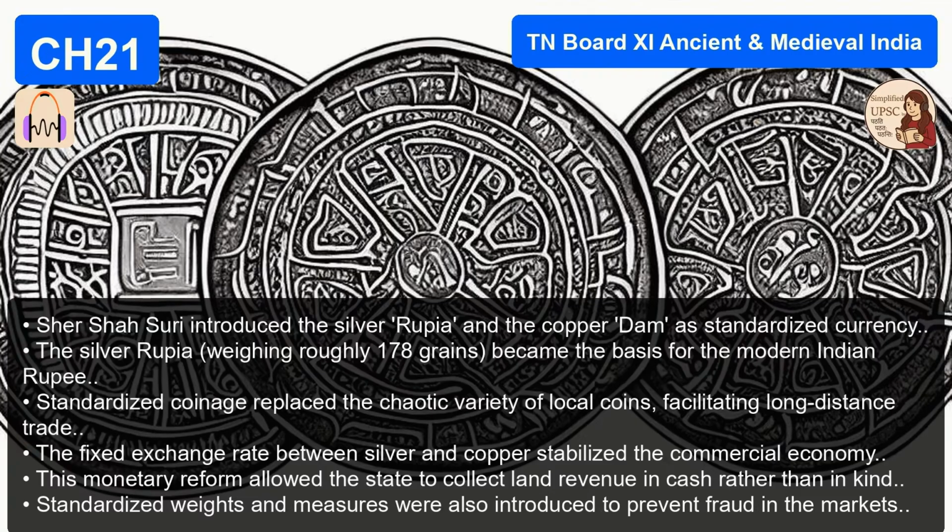The Second Battle of Panipat, 1556. Right, against Himu, or Hemchandra Vikramaditya. Himu was the commander of the Afghan forces, and he had actually seized Delhi and Agra. He was on the verge of reestablishing an Afghan Hindu empire in North India. And what happened? The Mughals were on the back foot.